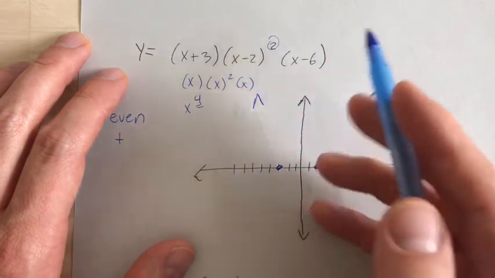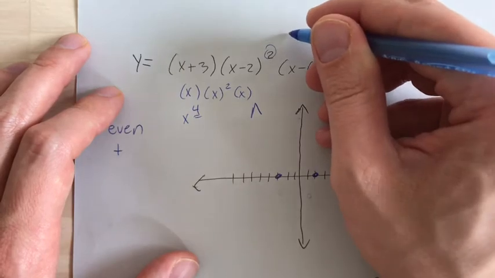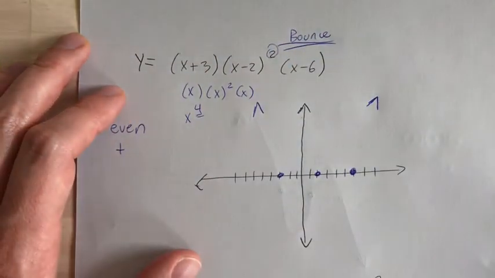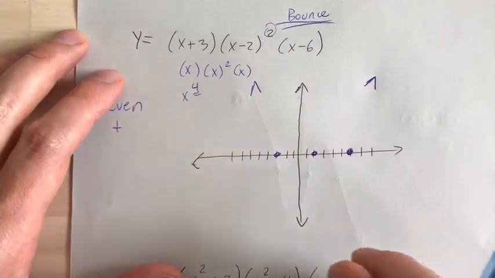And this is what you're going to do. When you have a square outside the parenthesis, you are not going to go through the x-intercept, you are going to bounce off the x-intercept, okay? And I'll show you what this does in this. And we're going to practice this a little bit. This takes some time to get used to.